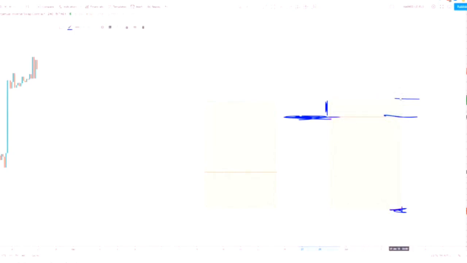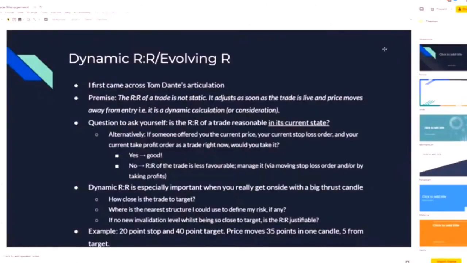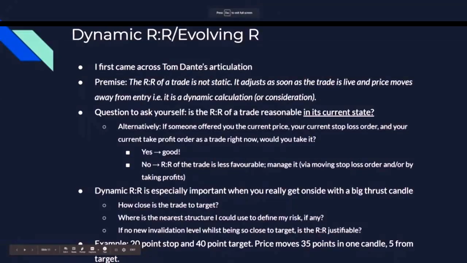So it could reach this level. You only have this much left on the table in terms of profit for this much risk, and then it reverses on you and takes you out. Okay, so it's always important to be cognizant of the dynamic nature of risk reward and how it changes both in terms of price approaching target, but also in terms of price approaching your stop loss, as mentioned in the preceding section.